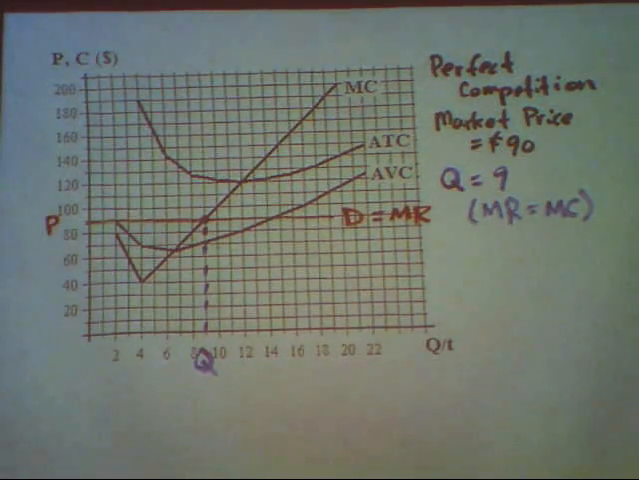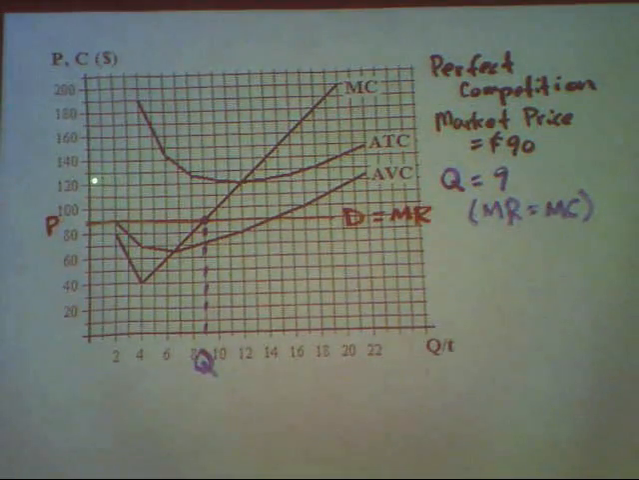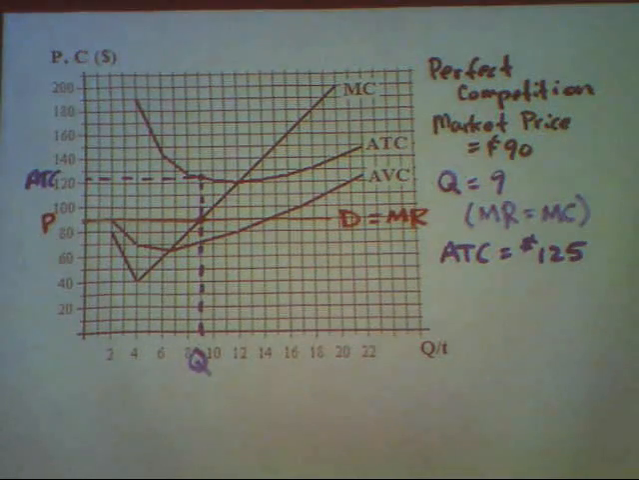So now the question is, if that's the best they can do, how much money will they make? That is their profit, or how much will they lose? And that depends on what the average total cost is. So at Q equals 9, the average total cost to produce that quantity would be that amount of money, whatever it is. Looks to be about $125 approximately. So there's the average total cost of producing 9, about $125.